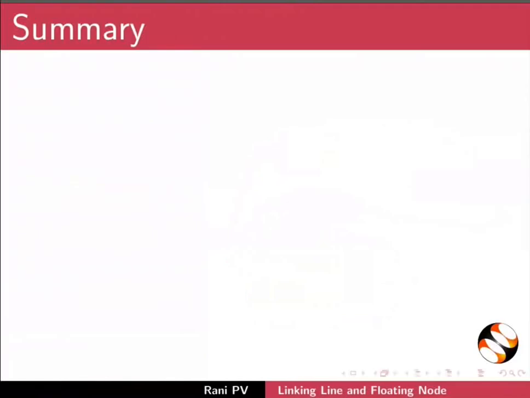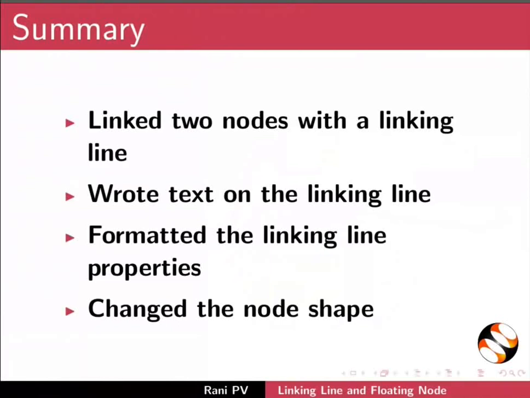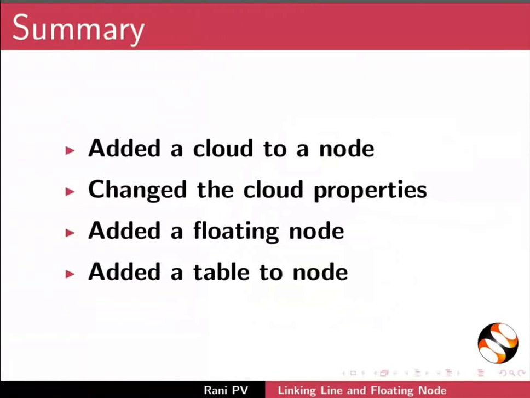Now let's summarize. In this tutorial, we linked two nodes with a linking line, wrote text on the linking line, formatted the linking line properties, changed the node shape, added a cloud to a node, changed the cloud properties, added a floating node, and added a table to a node.